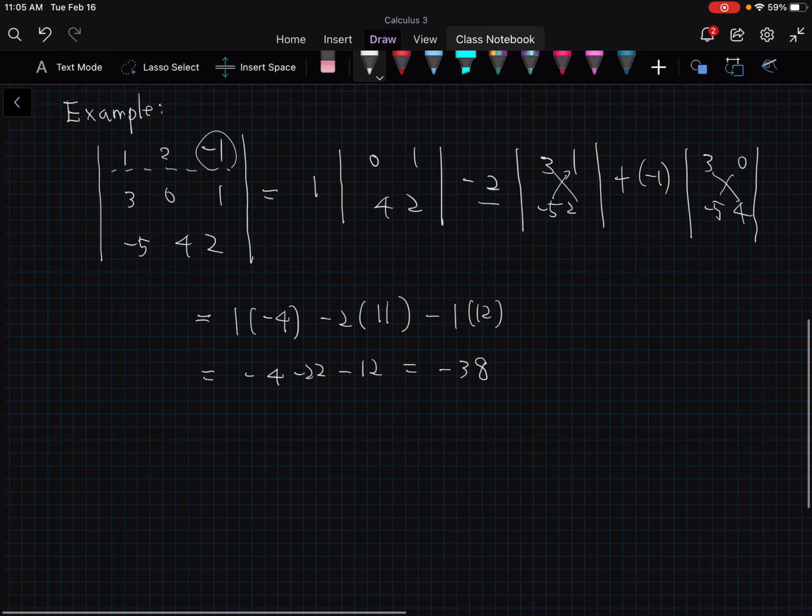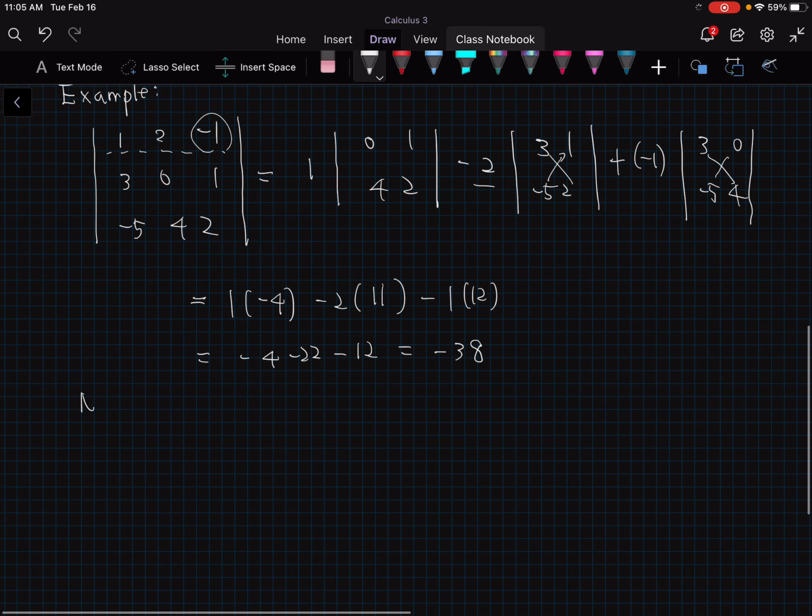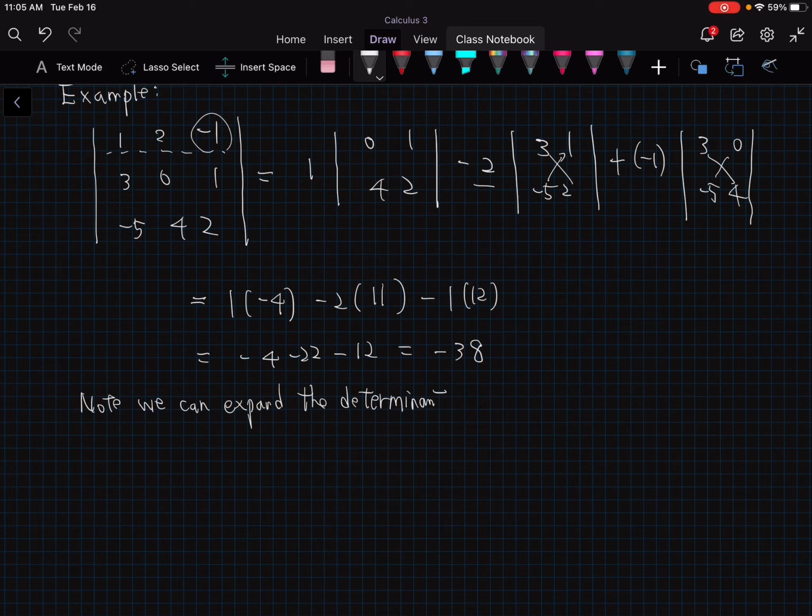Okay, so there's a note here, right? We can expand the determinant in any row or any column. The answer will be the same. So let's look at this, right? The result will be the same.